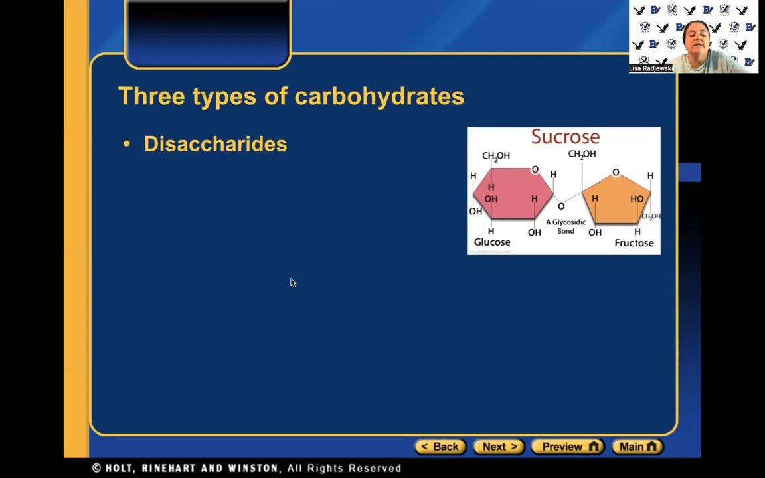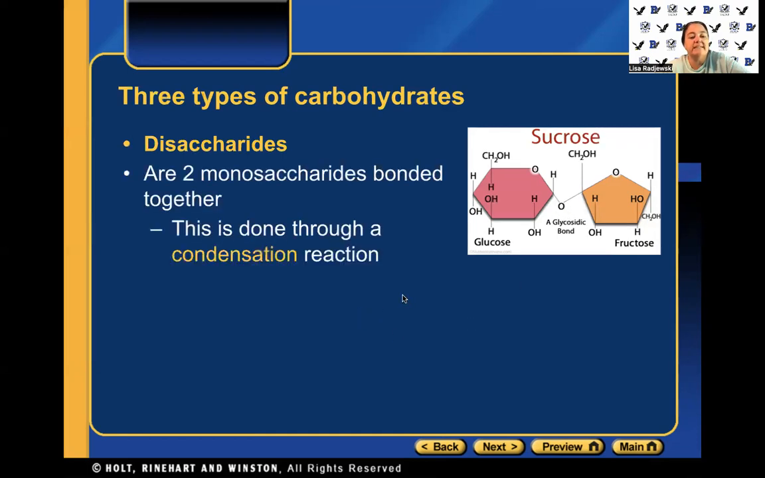Okay. Second type of carbohydrate is called a disaccharide. Saccharide again means sugar, di means 2. So if you look at the picture here, there are 2 sugars and they are bonded together by a covalent bond. So there are 2 monosaccharides bonded together. This is done by a condensation reaction, which means water was removed, that we learned in section 1.